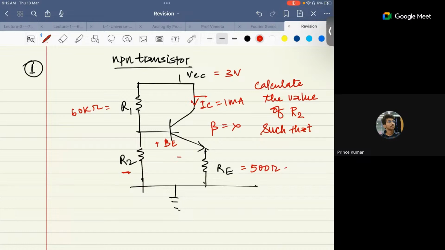What will be the value of R2 here? R2, correct. Anything else that you need? Nothing, right? Beta I already gave you. So IC, that current, has been given. Is beta equal to alpha, or is it too large? Beta is infinite. It's very large. Okay. Large.